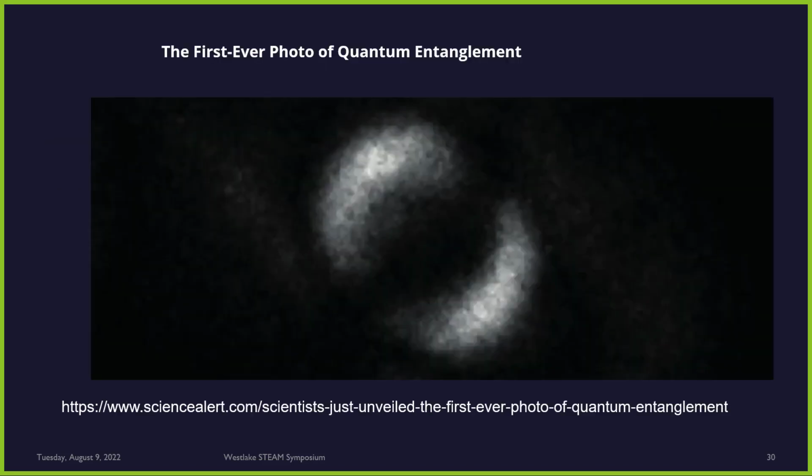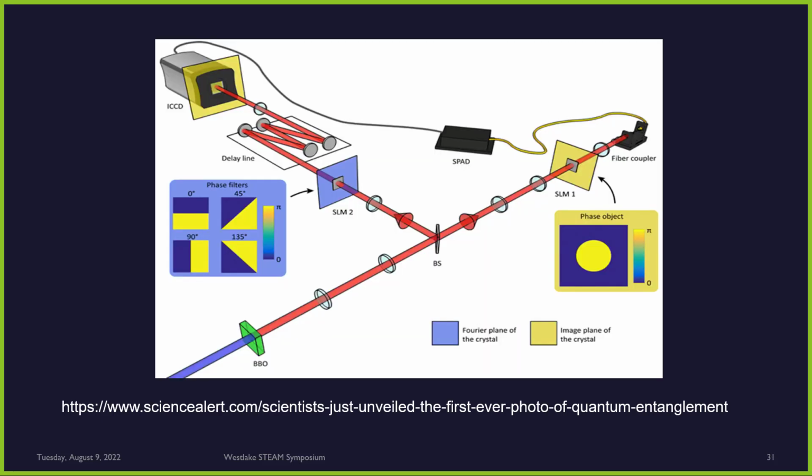This is the first ever photograph of two entangled photons, taken in 2019 at the University of Glasgow in Scotland. This is a picture of the setup that those scientists used to confirm they had indeed entangled the photons.